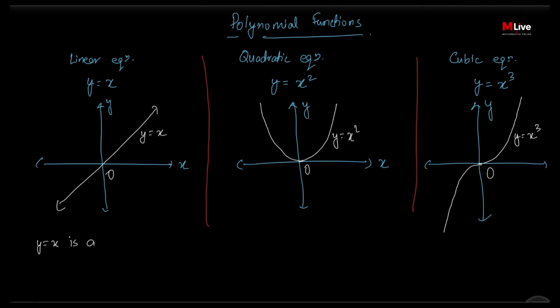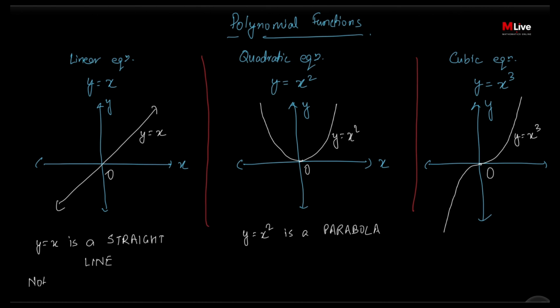Some important things to note about these three graphs, and we'll have to remember how they look. For y equal to x, it is always and always a straight line. It's a very, very important point. Any equation of the form y equal to ax plus b is always a straight line. For any equation of the form y equal to x squared, it will be a parabola. Again, very important. Always need to remember this.